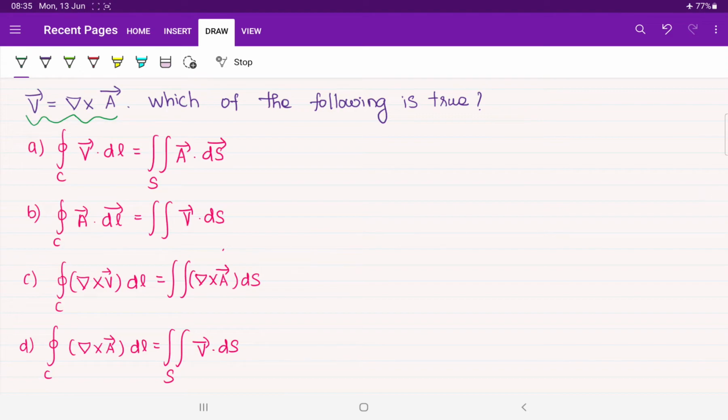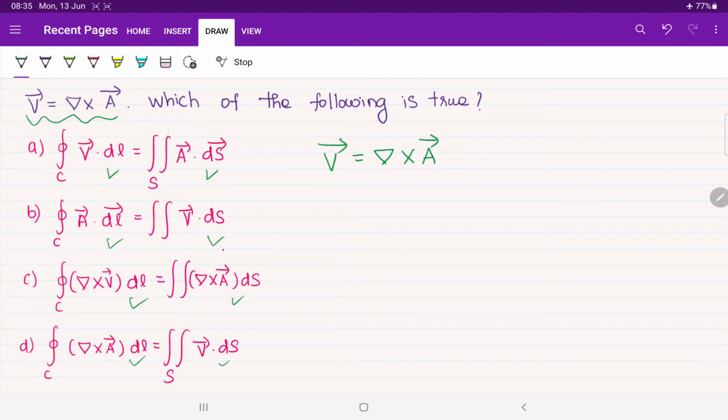Now, remember one thing: whenever a field is represented with this arrow mark on the top, that is called a vector field. V will be equal to del cross once again a vector field. They have given the relation like this. After that, if you observe all the options, they are bringing the relation between line integral to surface, line, surface, line, surface again.